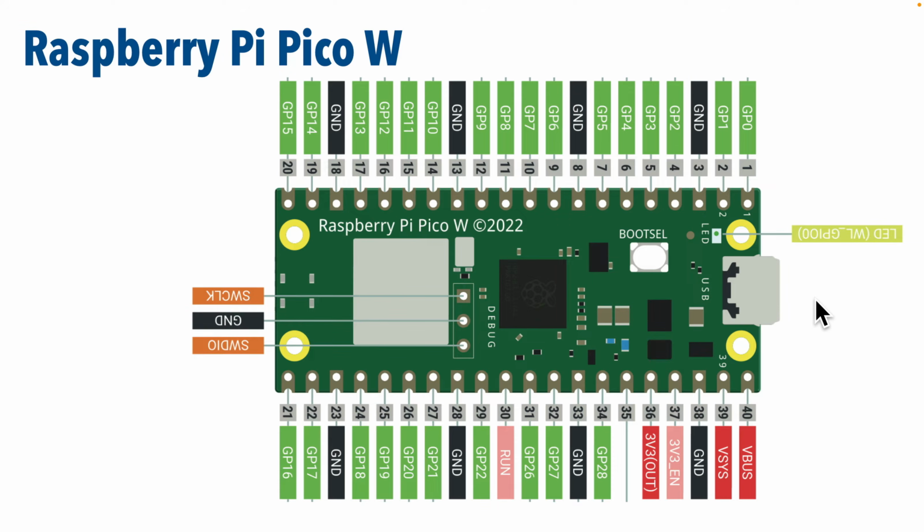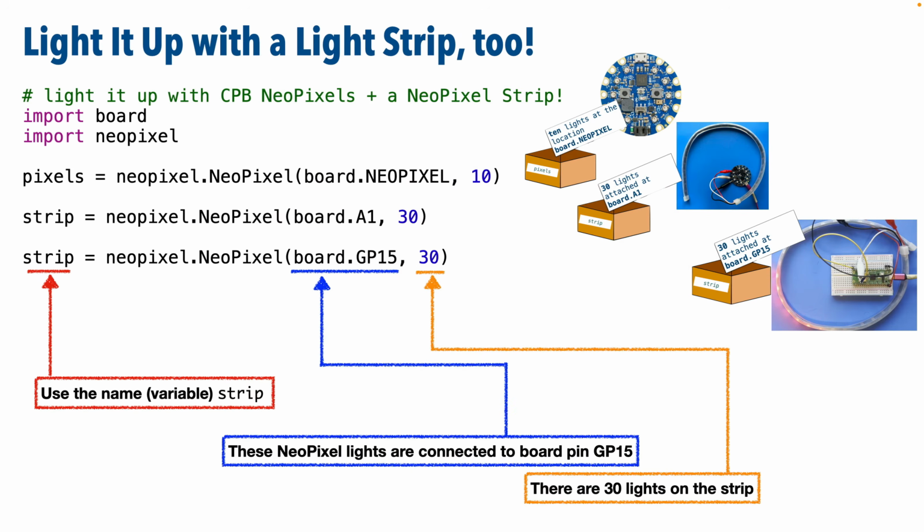Now, as for signal, I can use any of the green pins. For the Raspberry Pi Pico boards, these pins are all numbered GP. The GP stands for General Purpose Input or Output. And in CircuitPython with this board, I'm going to refer to those pins using the prefix GP.